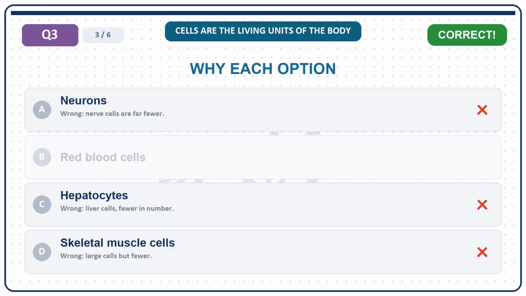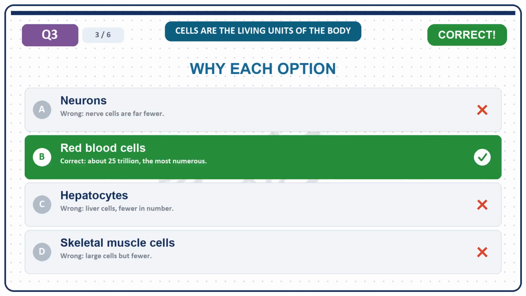Option D, skeletal muscle cells. This one is wrong, because they are large cells but fewer. And option B, red blood cells. This is the correct answer. About 25 trillion, the most numerous. Let's move on to the next question.